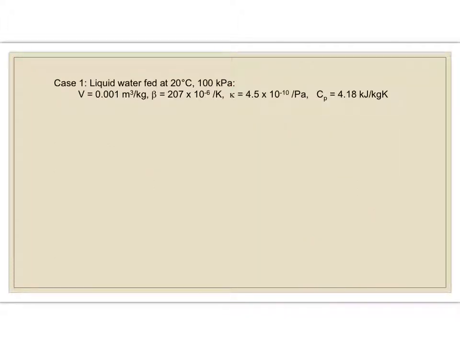So let's look at case 1. If we have liquid water being fed to this pump at 20 degrees C and 100 kilopascals, the properties under these conditions are that the specific volume is 0.001 cubic meters per kilogram, beta is 207 times 10 to the minus 6 reciprocal kelvins, kappa is 4.5 times 10 to the minus 10th reciprocal pascals, and C sub p is 4.18 kilojoules per kilogram Kelvin.